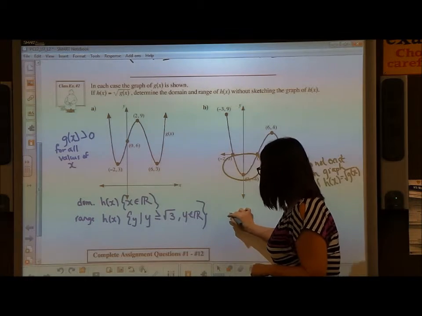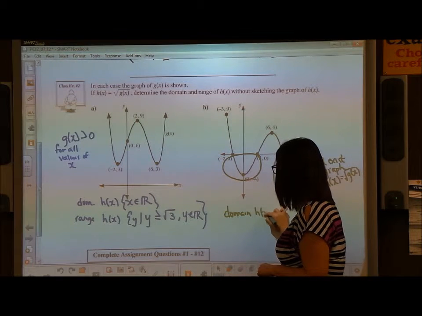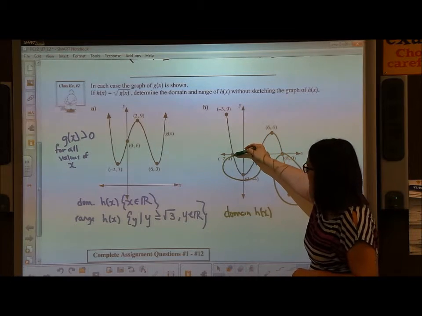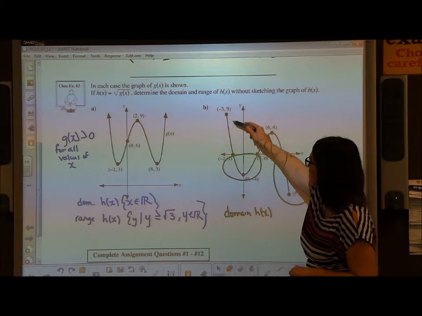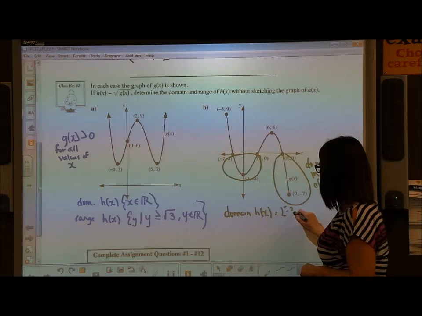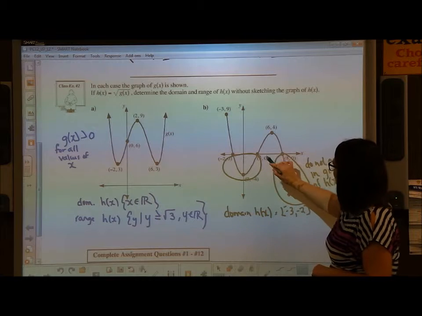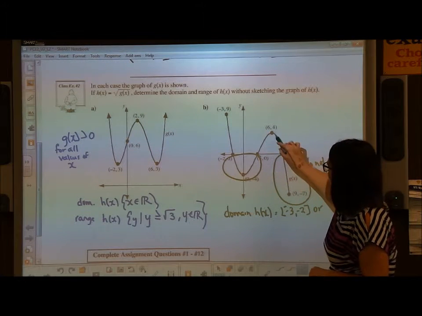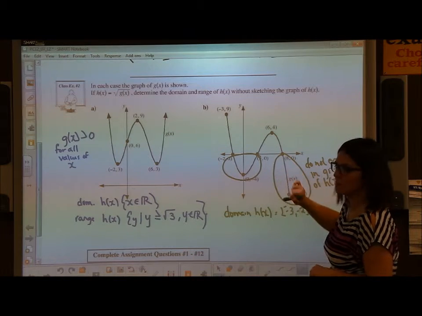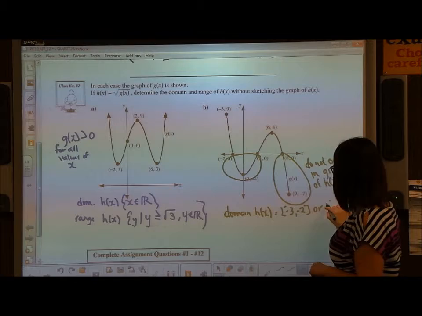So then the domain of h of x is from -3 to -2. That's this part right here. So -3 to -2. Or this part in here, which is 3 to 8. I think that's a 3, right? Mm-hmm. So from 3 to 8.